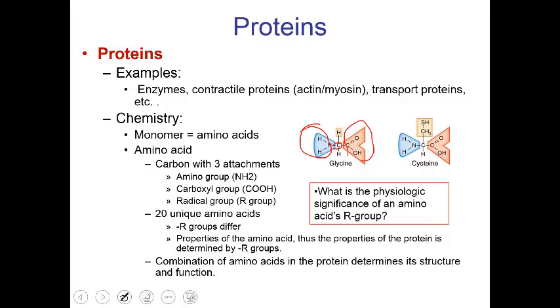For example, you're seeing two amino acids here. On the left is glycine. The functional group for glycine is a hydrogen atom. The functional group for cysteine is a little bit more complicated, and it is a sulfur-containing amino acid.